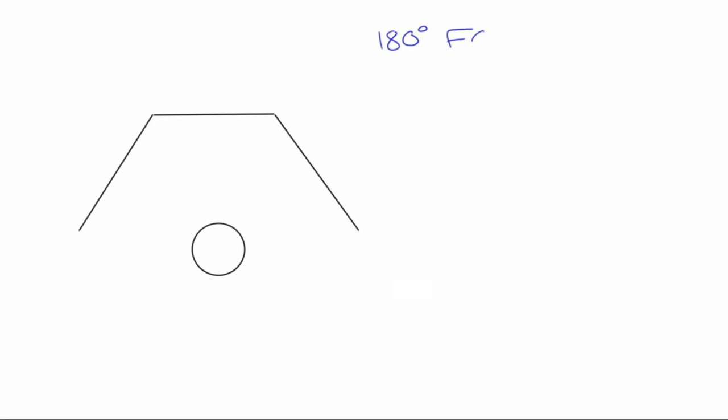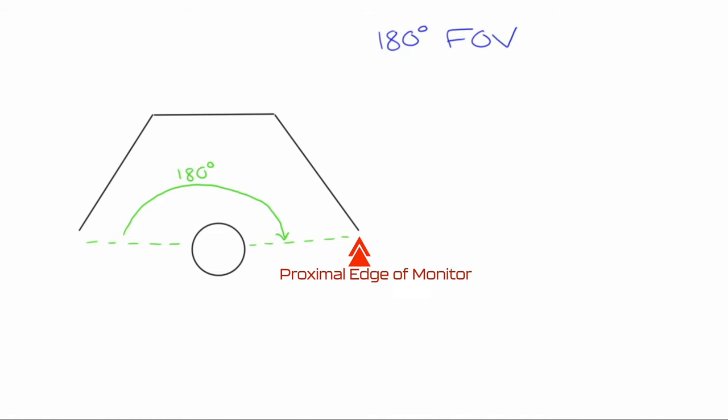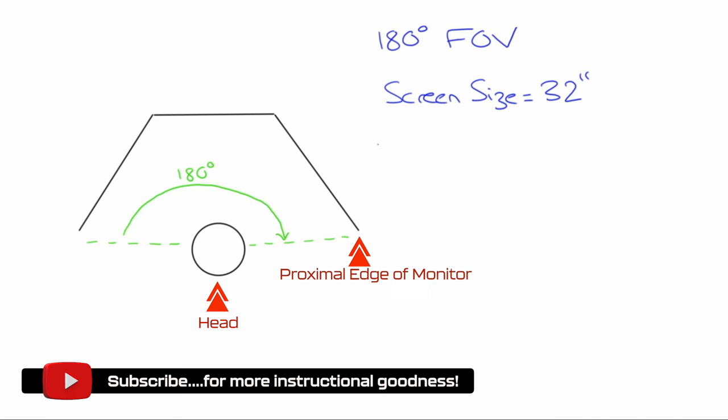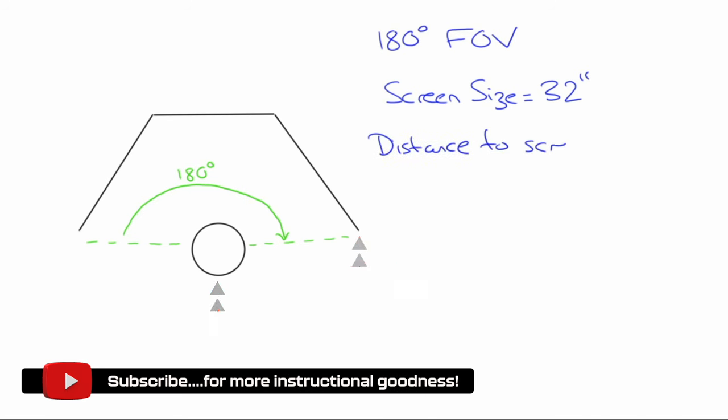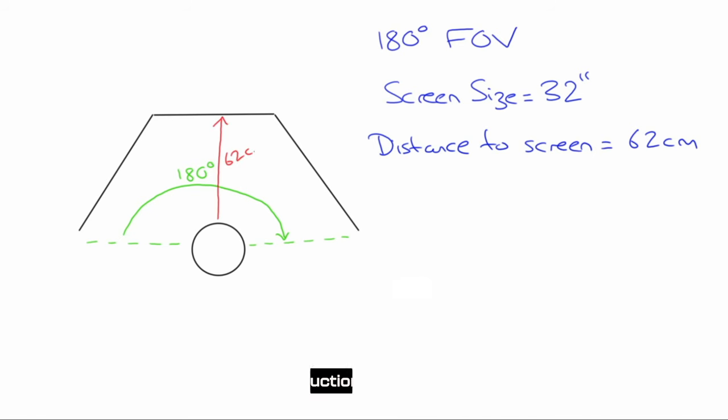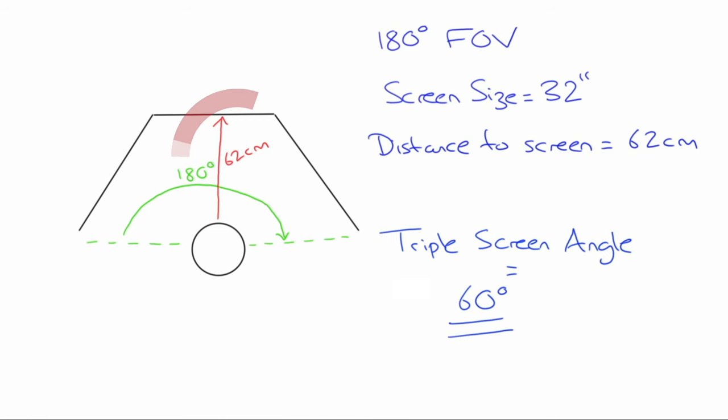To better understand this, let's look at this on a diagram. To achieve a 180 degree field of vision, my eye line needs to be in line with the most proximal edge of the monitor, the circle here illustrating my head. My screen size is 32 inches, adjust this for your own size. The distance from screen is the distance from my eyes to the panel monitor. To achieve my required field of vision, I need to be 62 centimeters away, give or take. And finally, I must make sure that my triple screen angle is set to 60 degrees. This angle will differ for yourself depending on what you got in the tool.